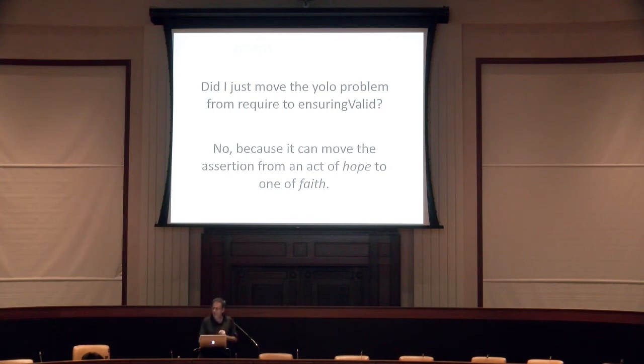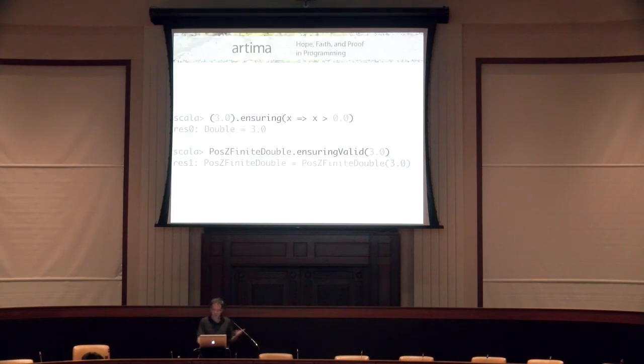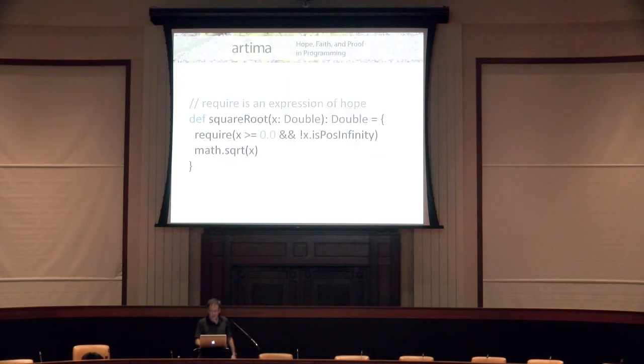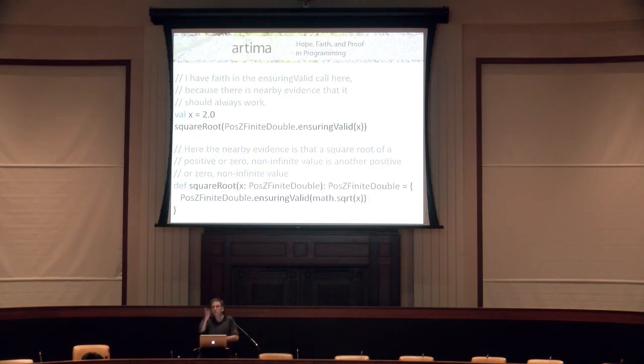EnsuringValid can be an expression of faith if it has nearby evidence. So in this case, I had nearby evidence. Well, here is a valid literal. So here, if I just say x equals 2.0, and I then call ensuringValid on x, well, I happen to remember it's 2.0, so that's my nearby evidence that it's always going to work. That's different than require, where I have no idea what x is going to be. And then down here in my square root method, if I say ensuringValid, I have faith that's going to work because I believe I understand how math.sqrt works.